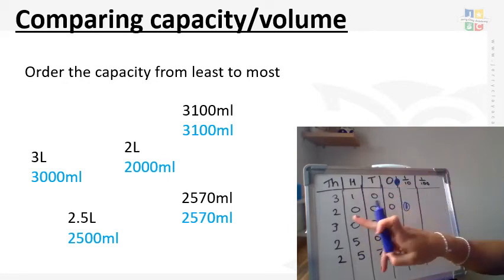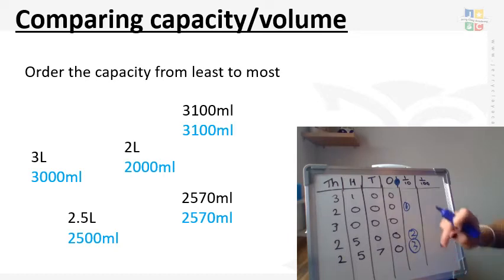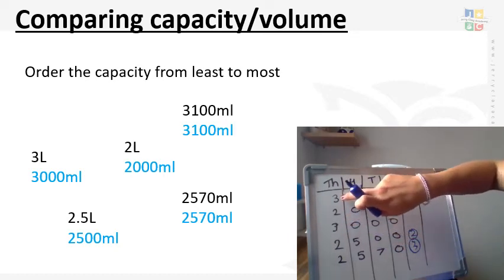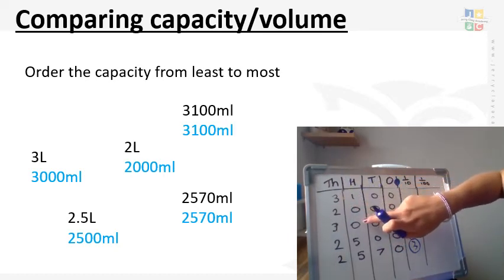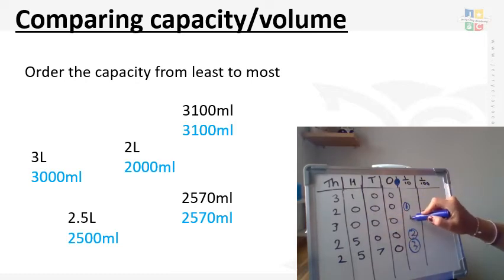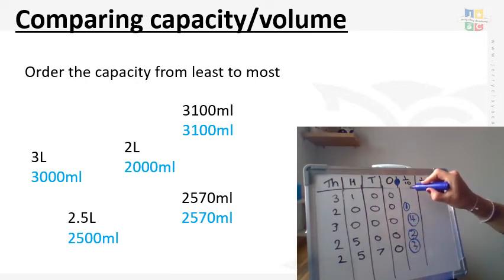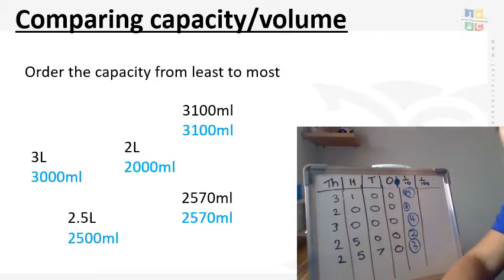Now I have done all the 2,000s, I can look in the 3,000s, and I remember I'm looking for the least amount. So 3,000, they've both got 3,000s. I look in my hundreds columns, 0 is smaller than 1, so that would be my next one, and then finally the last one. So your order should look something like this.